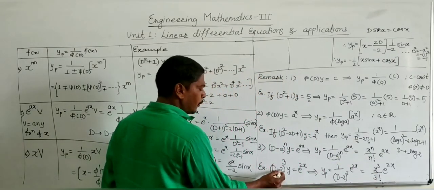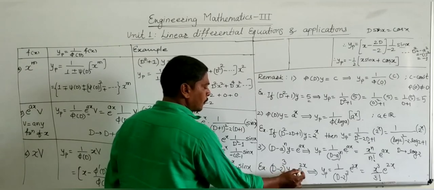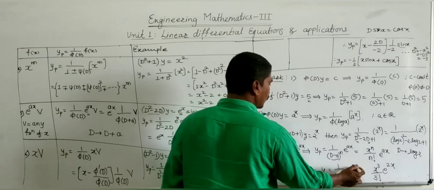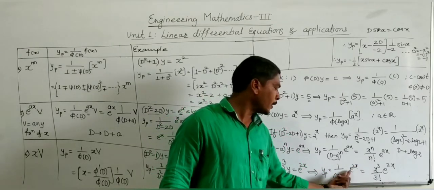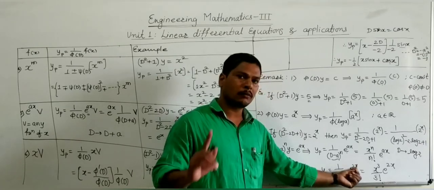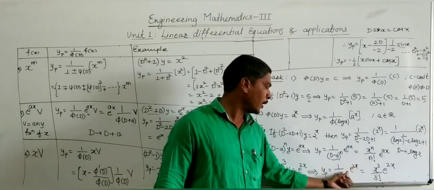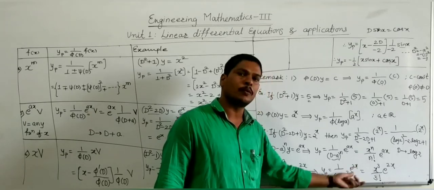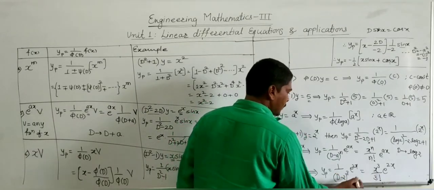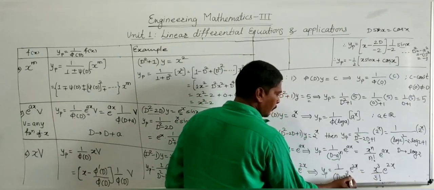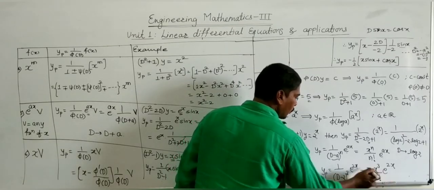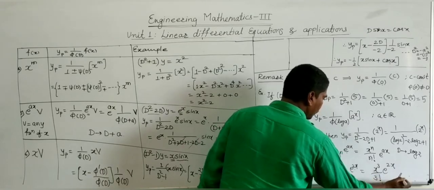So for example, D minus 2 bracket cube y is equal to e raised to 2x. Here yp becomes 1 upon D minus 2 raised to 3 e raised to 2x. Now here the power of the bracket is 3, and by replacing using case number 1 of the shortcut method, by replacing D by a which is 2, we get 2 minus 2 becomes 0. And due to this power, we can write yp as x raised to 3 divided by factorial of 3 into this function as it is. And now this is our final answer.